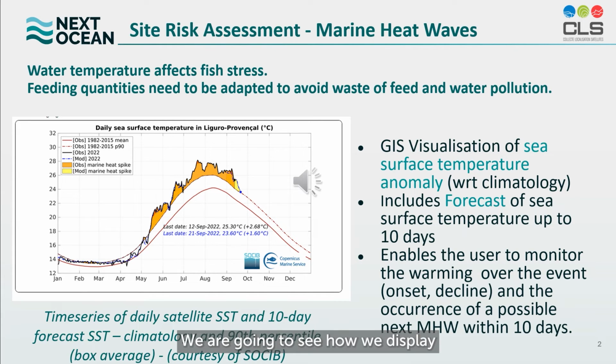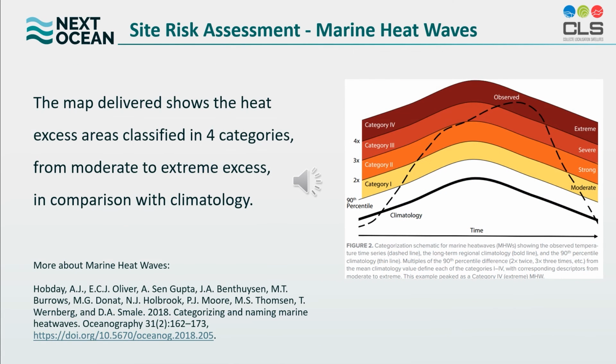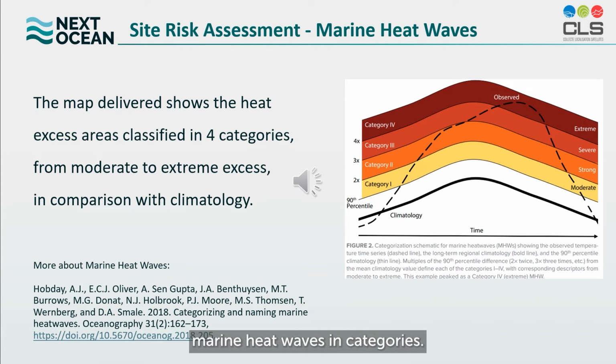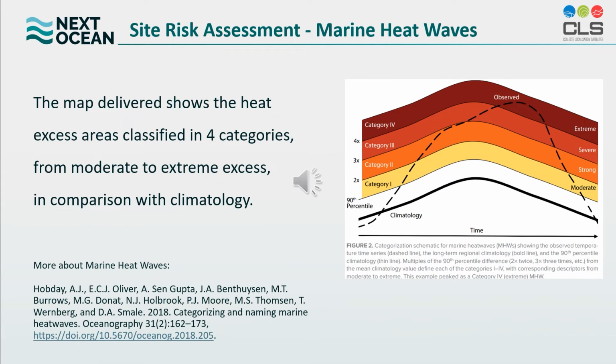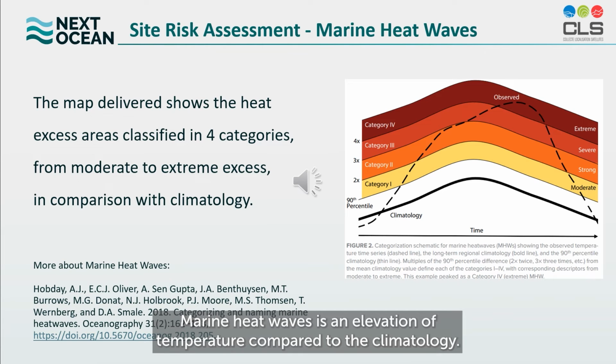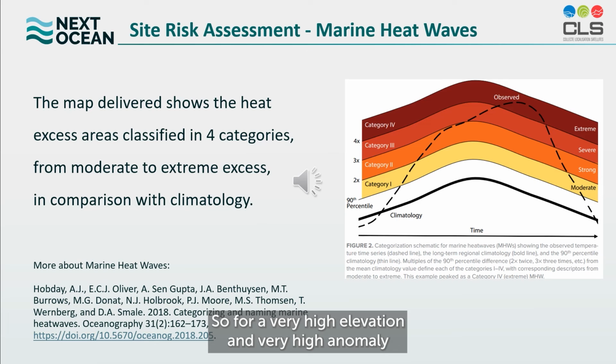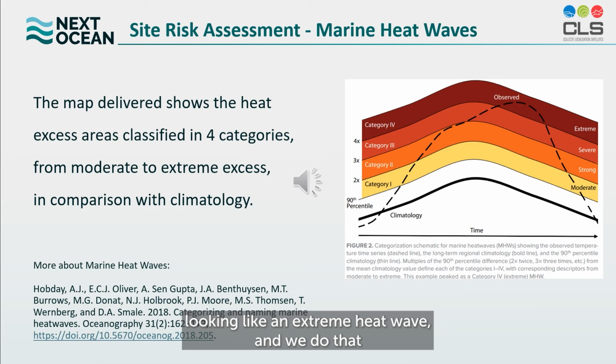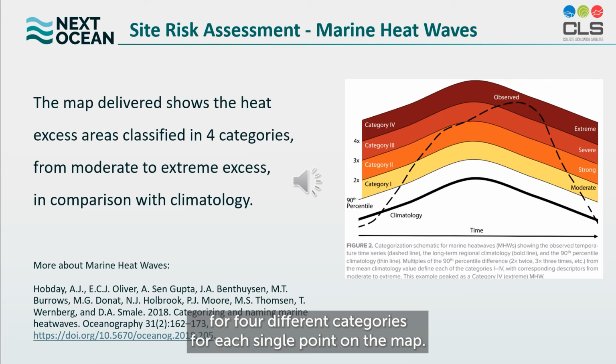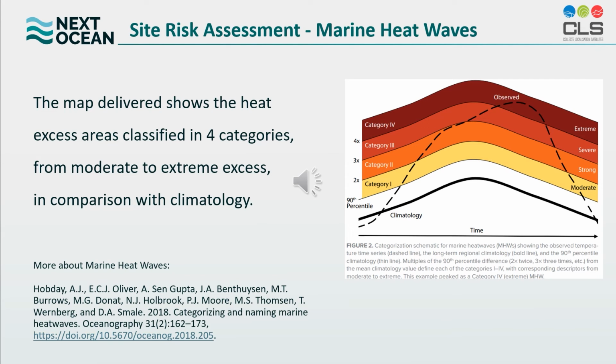We are going to see how we display these marine heat waves on maps. We are going to display marine heat waves in categories. A marine heat wave is an elevation of temperature compared to the climatology. It is an anomaly. So for a very high elevation and very high anomaly, we are going to represent it in a specific color, looking like an extreme heat wave. And we do that for 4 different categories for each single point on the map.